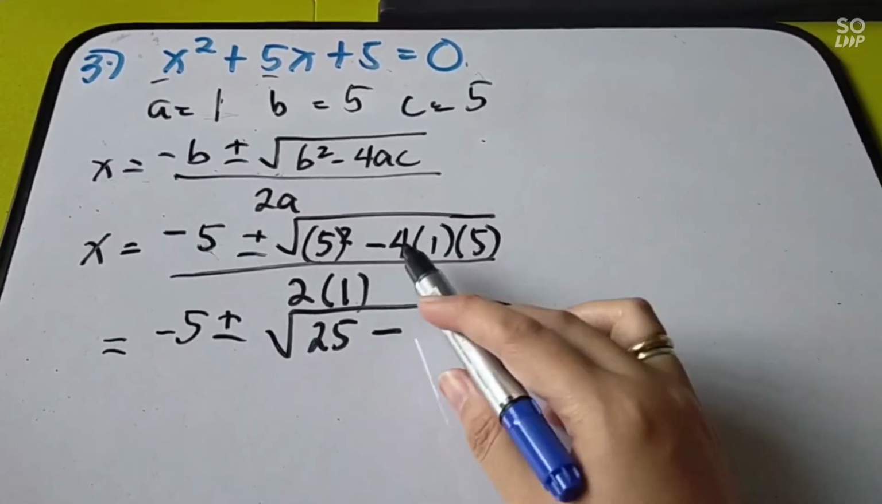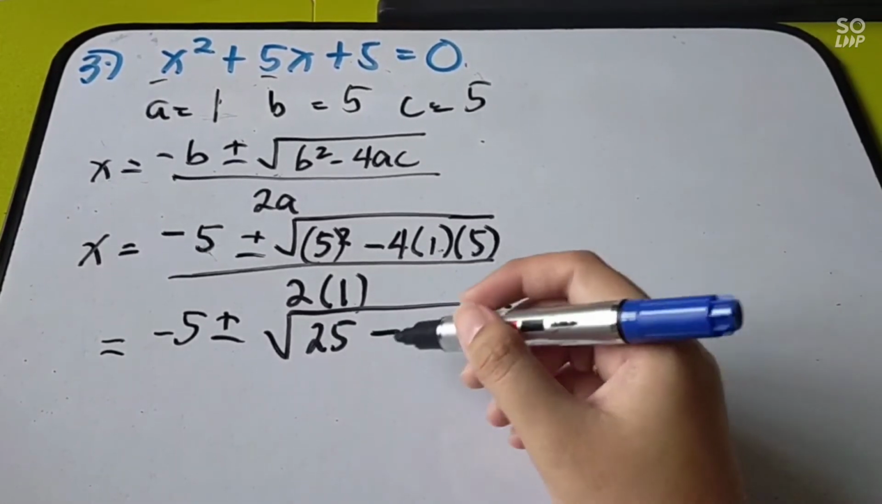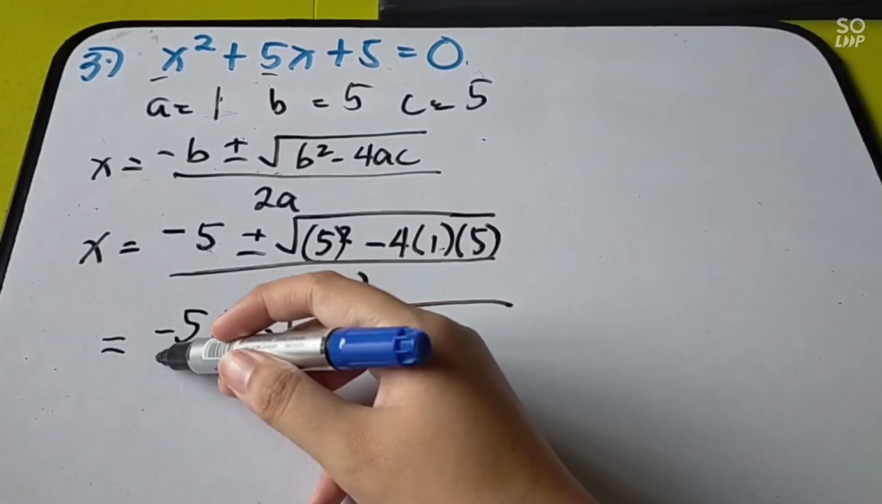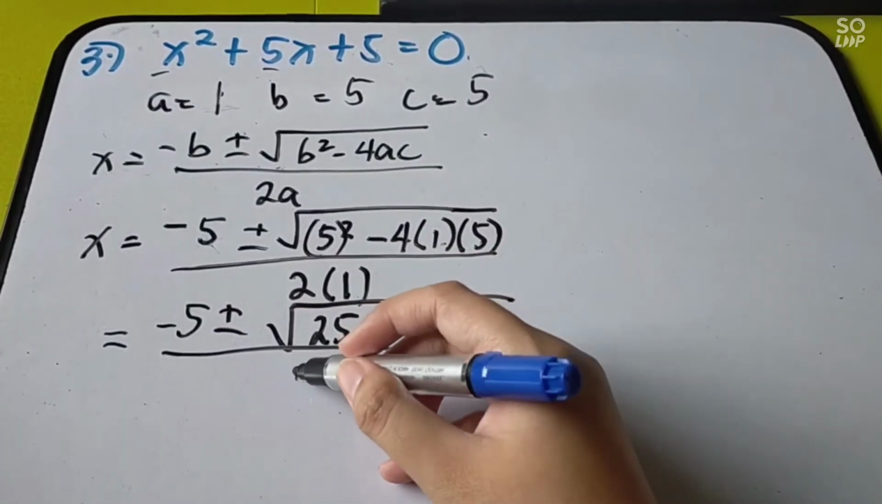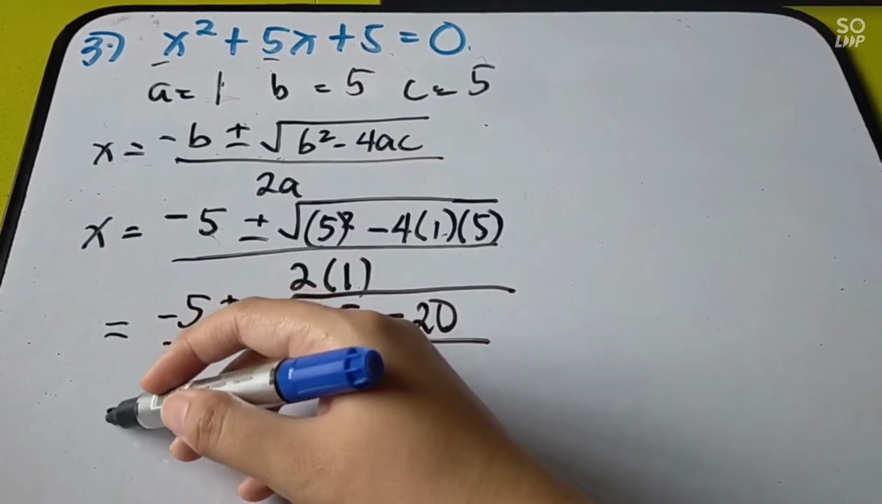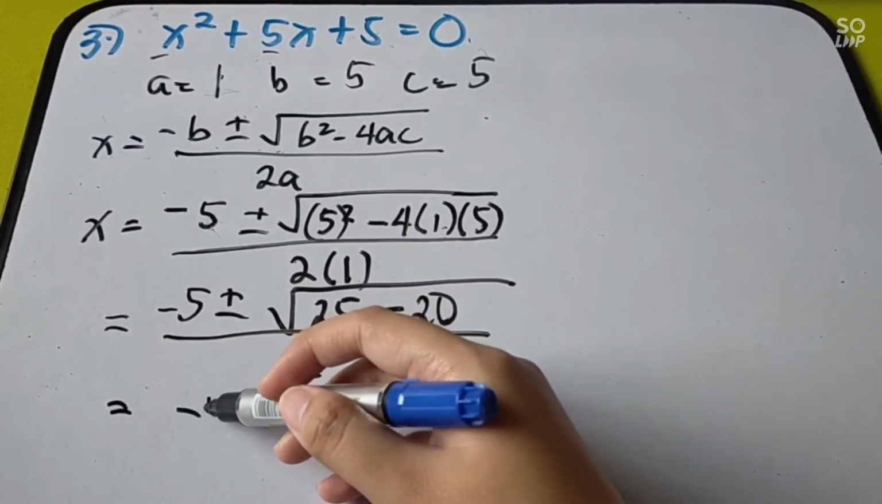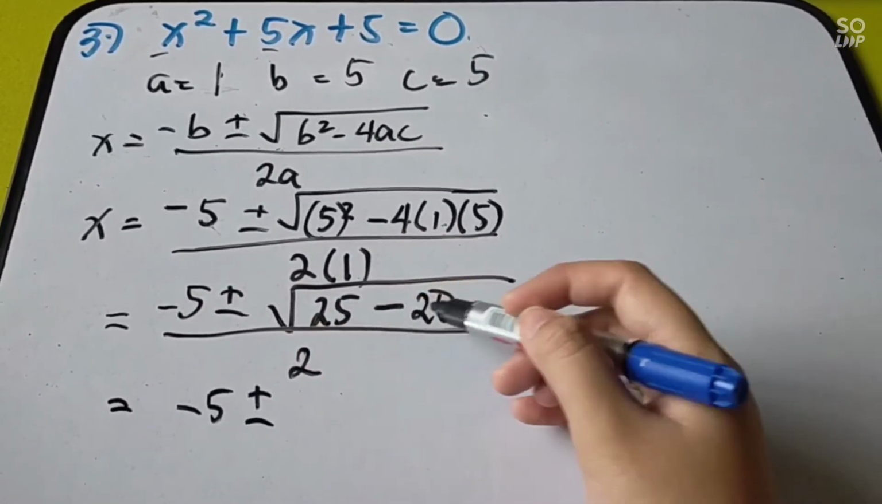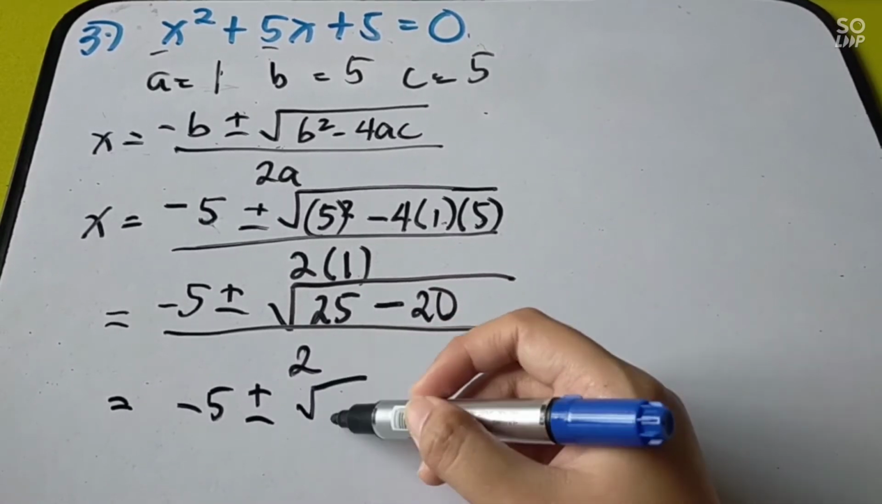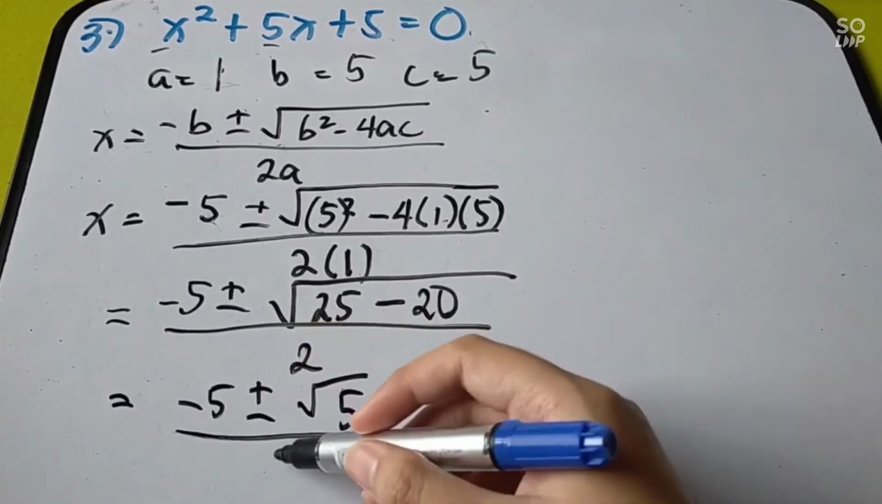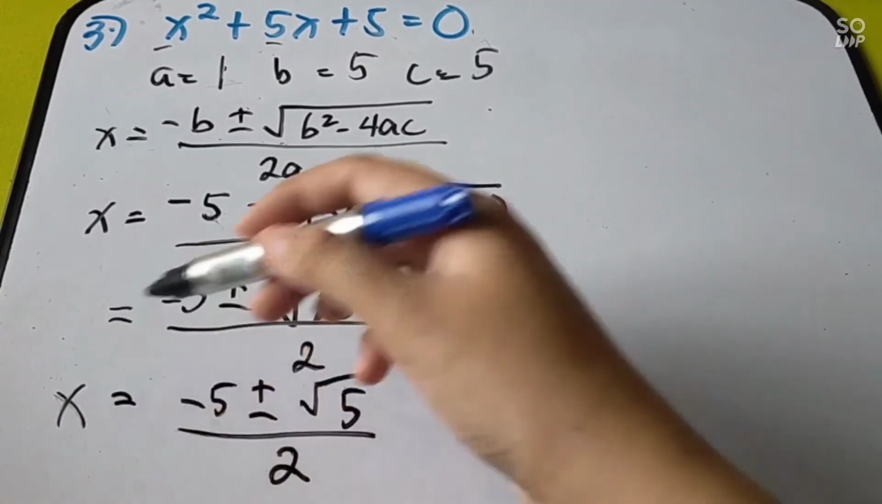Then minus, kasi isang lang yung negative, 4 times 1 times 5, we have here 20. Then all over 2 times 1, we have here 2. So, it is equal to negative 5, positive and negative, simplify. The answer here is square root of 5 over 2. That is your x.